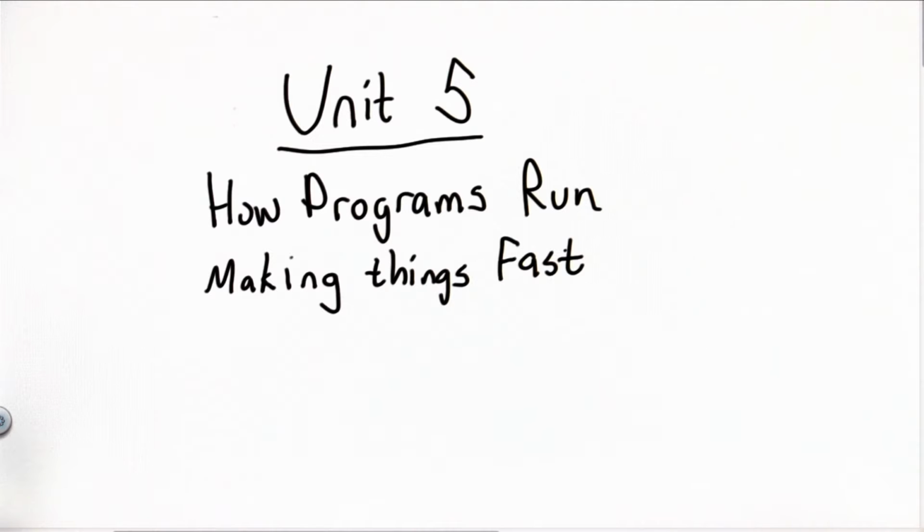So welcome to Unit 5. The main topic for this unit is trying to understand the cost of running programs. So far, we haven't really worried about this. We've been very happy to write code. If we get the correct result, that's a great thing.